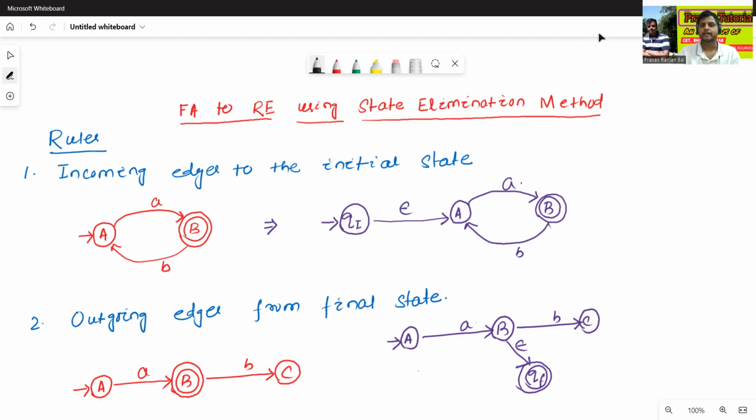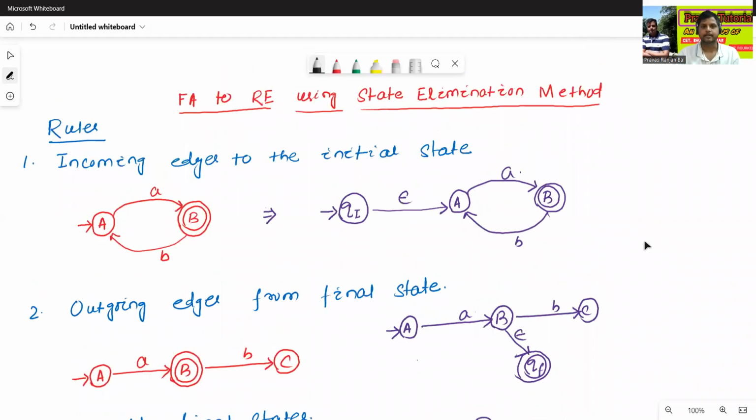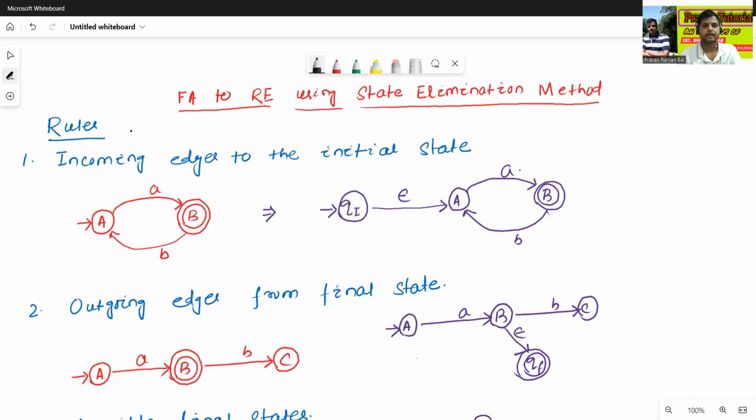Now, there are some rules. Generally we have to follow four rules to construct the regular expression from finite automata using the state elimination method. So what is the first rule?